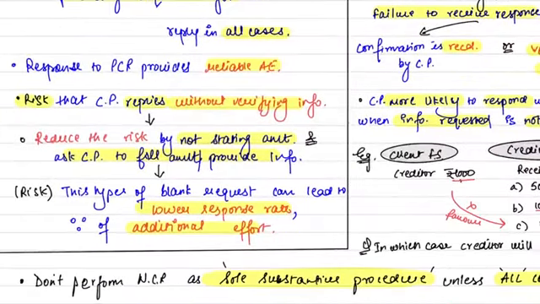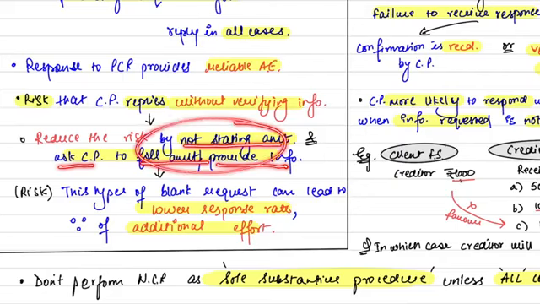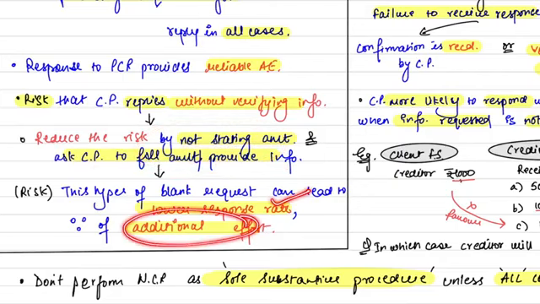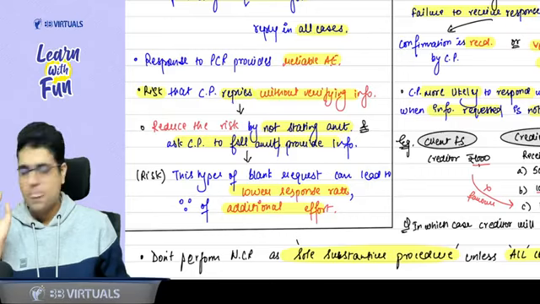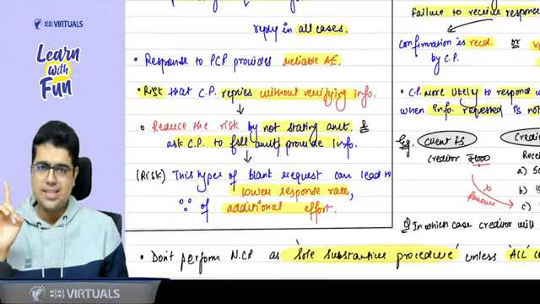So how can I reduce the risk? By not stating the amount and asking the confirming party to fill in the amount or provide the information. Now, what is the risk with this part? Sir, because of additional effort, it can lead to a lower response rate. Is PCR clear? Yes, sir.